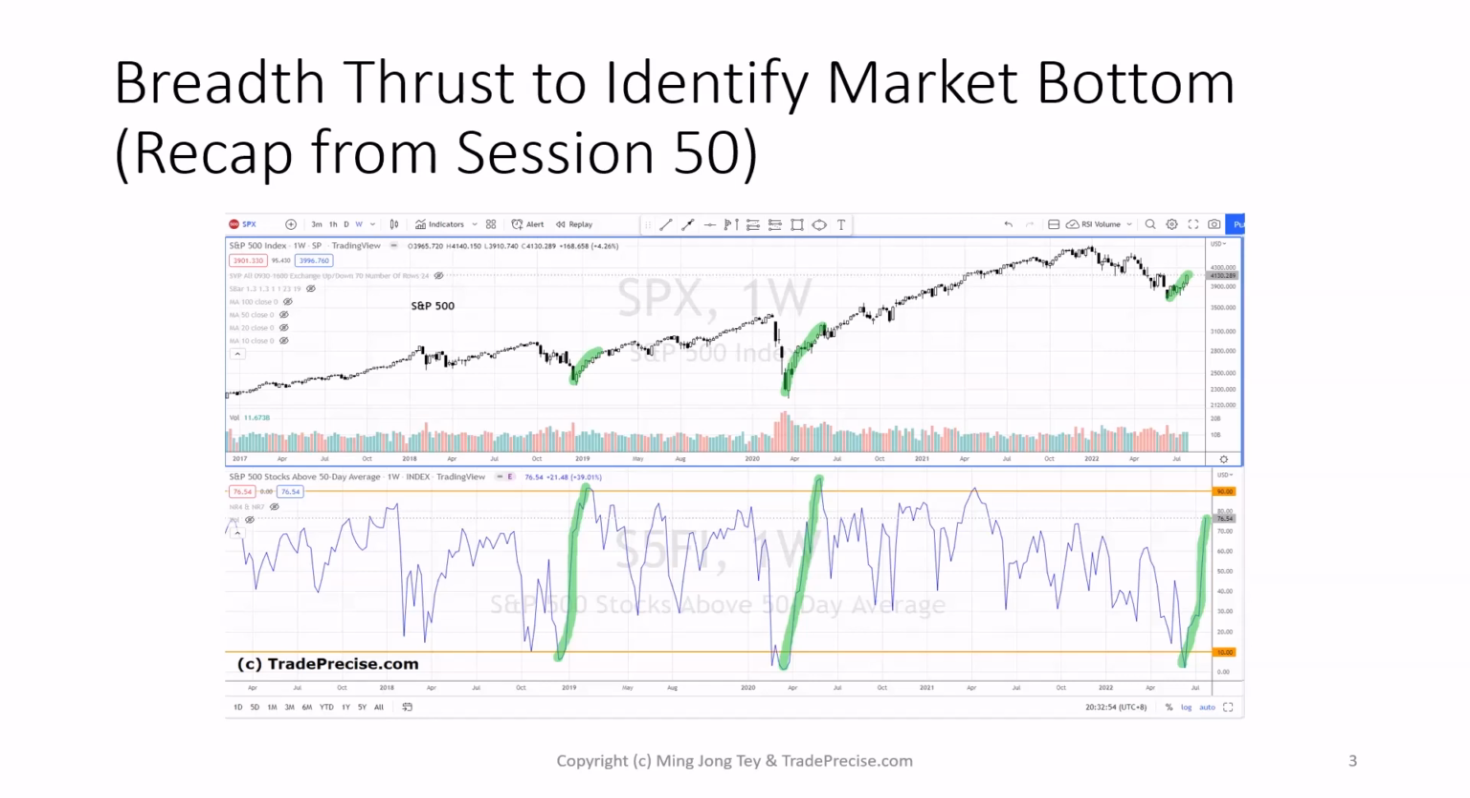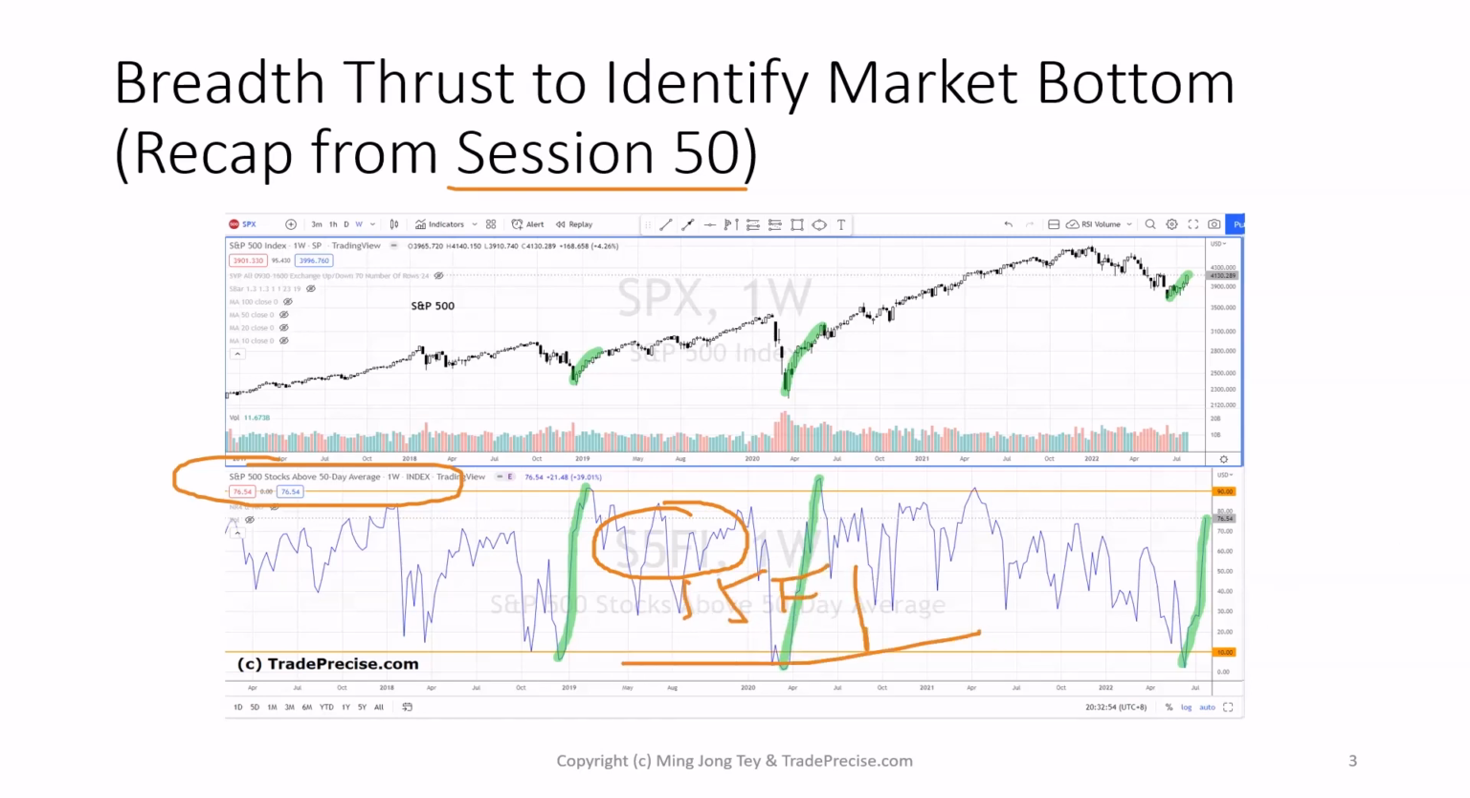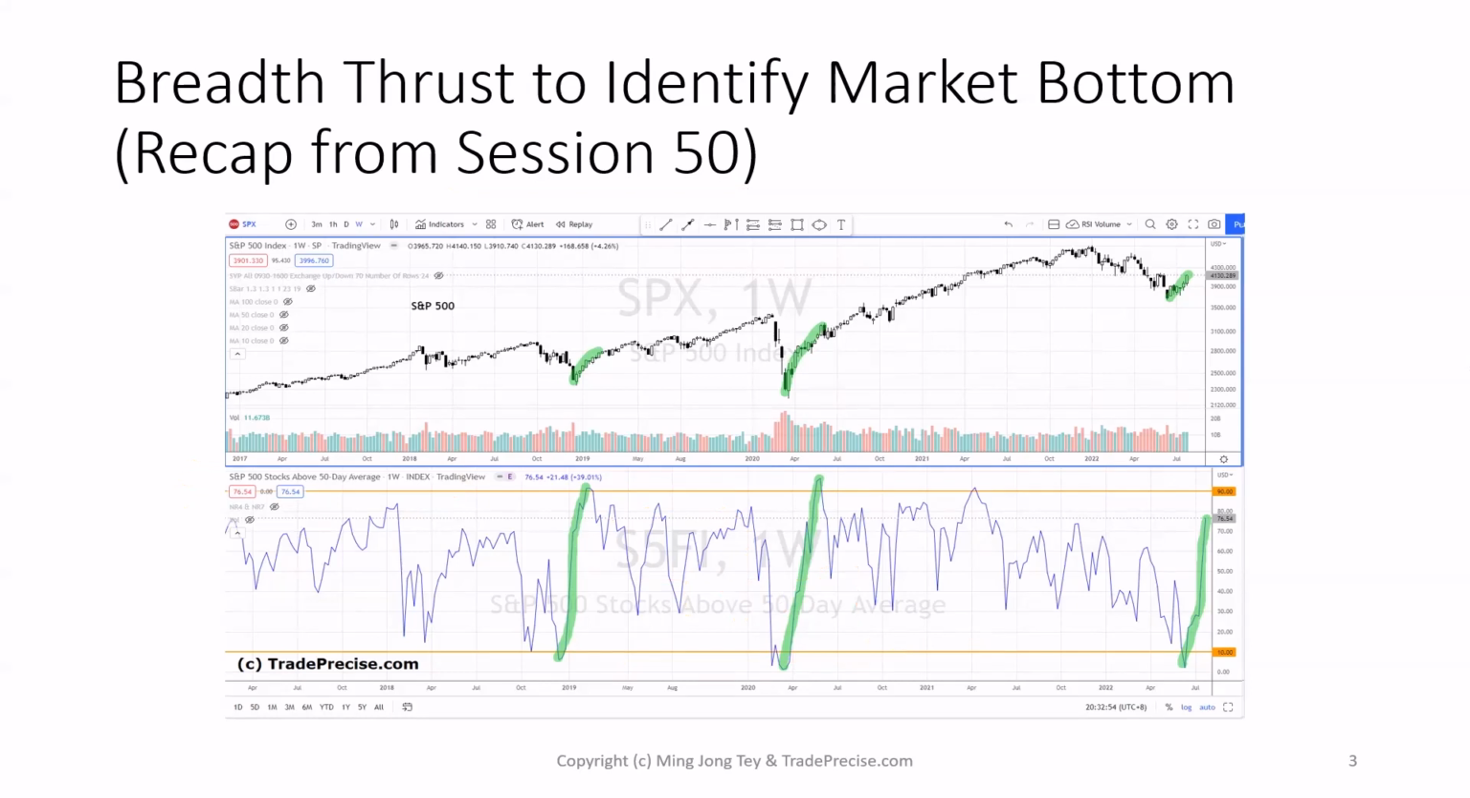So if you recall from 2 weeks ago, from session 50, I talked to you about the breadth thrust, using the S&P 500 above the 50-day average. The ticker symbol is F5FI. That is the ticker symbol that I follow. And I showed you the case in 2018-19.